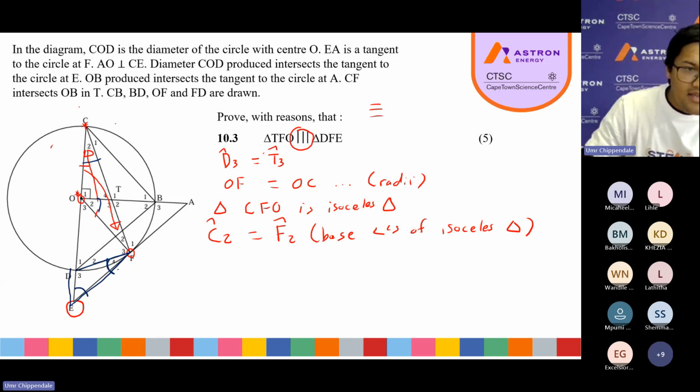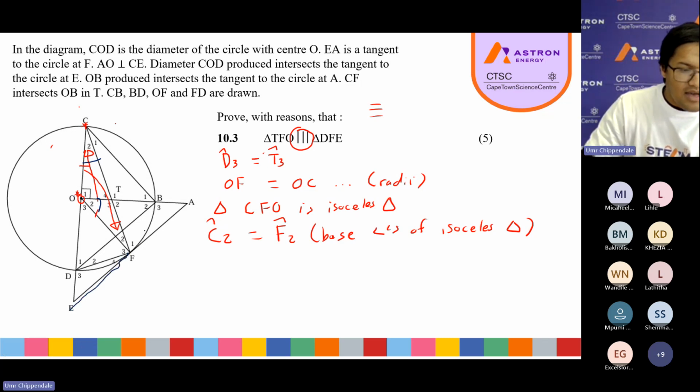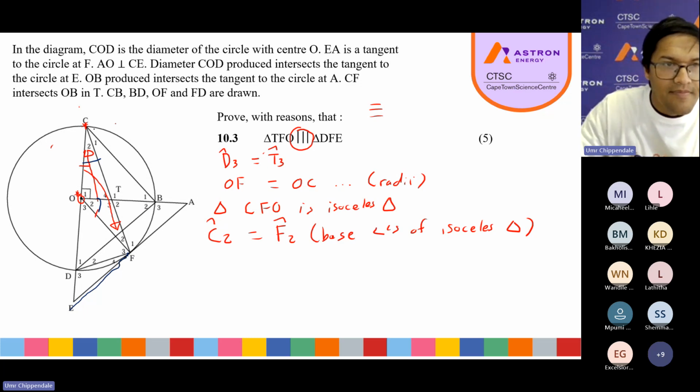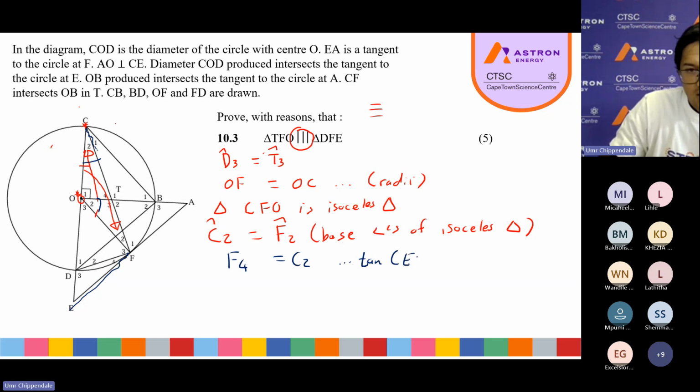This line, EF, let's take all this away so I can actually see what's happening here. This line, EF, is touching it at one point, so it's our tangent. And this is our chord that goes all the way up, which is this over here, right? So in that particular case, we can say our F4 is equal to our C2, and that's because of the tangent, which is line EA, and the chord, which chord? EF theorem.